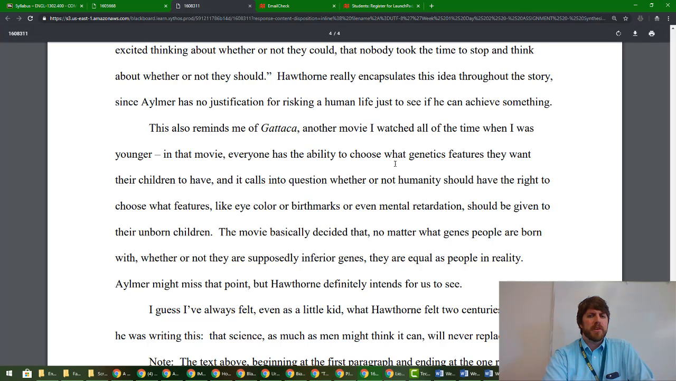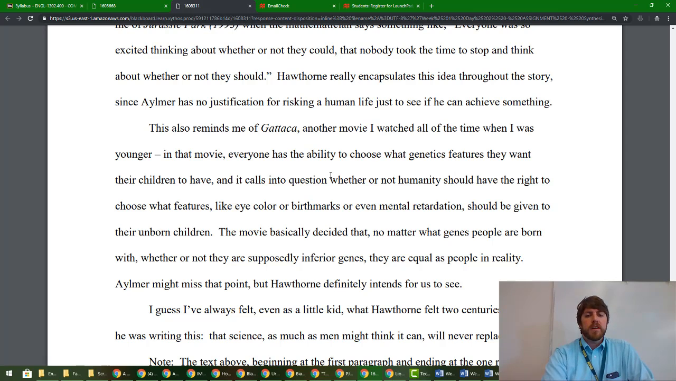In that movie, everyone has the ability to choose what genetic features they want their children to have. And it calls into question whether or not humanity should have the right to choose what features like eye color or birthmarks or even mental retardation should be given to their unborn children. The movie basically decided that no matter what genes people are born with, whether or not they are supposedly inferior genes, they're equal as people in reality. And Elmer might miss that point, but Hawthorne definitely intends for us to see.